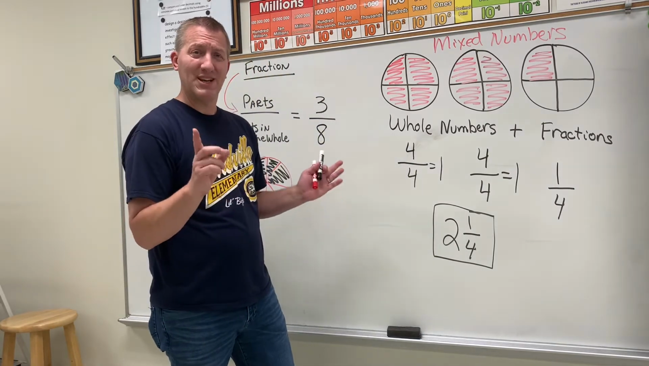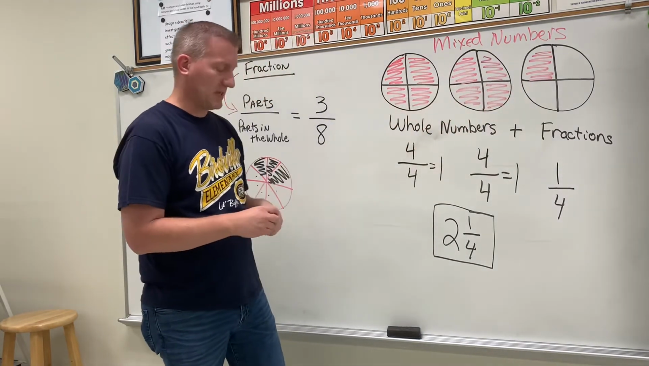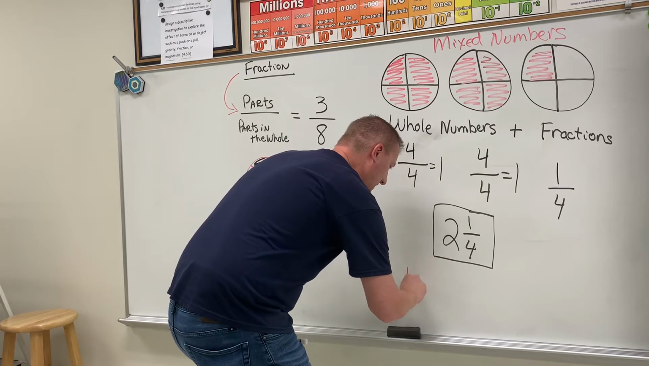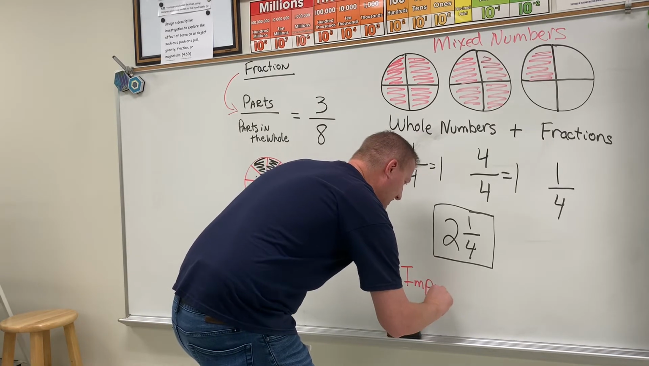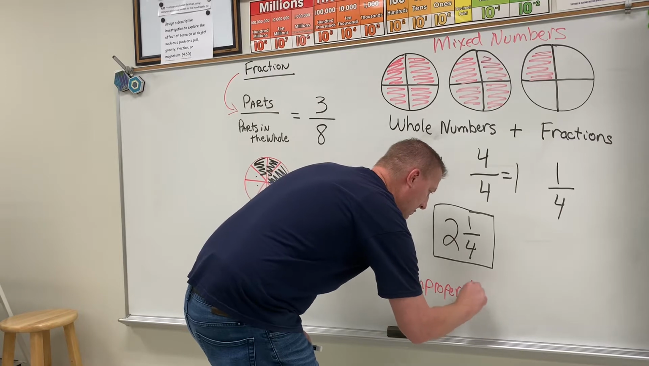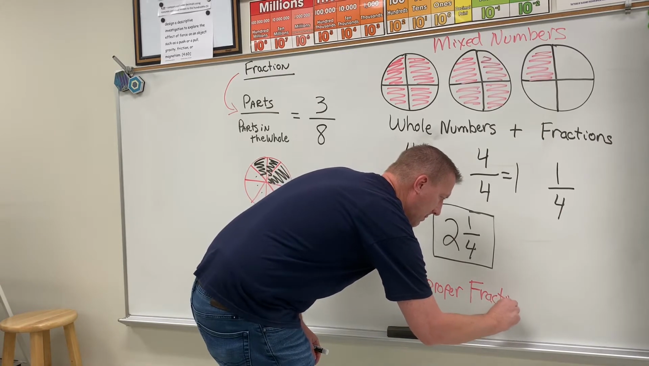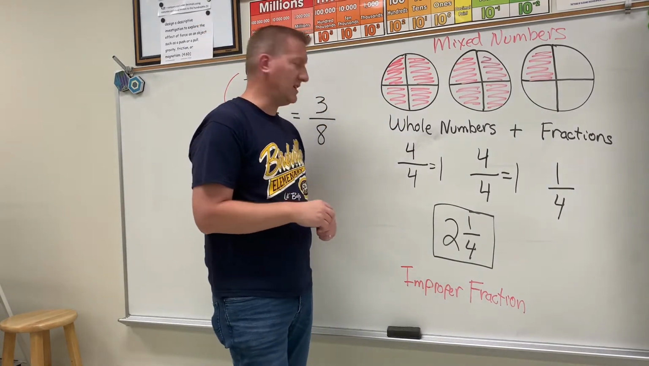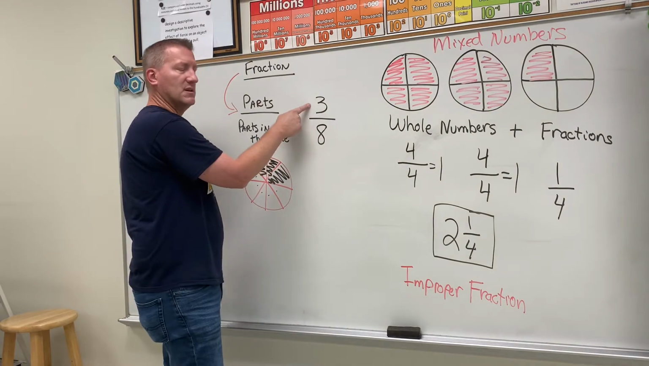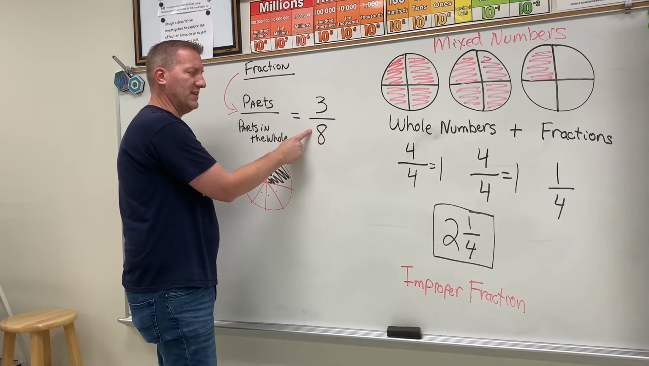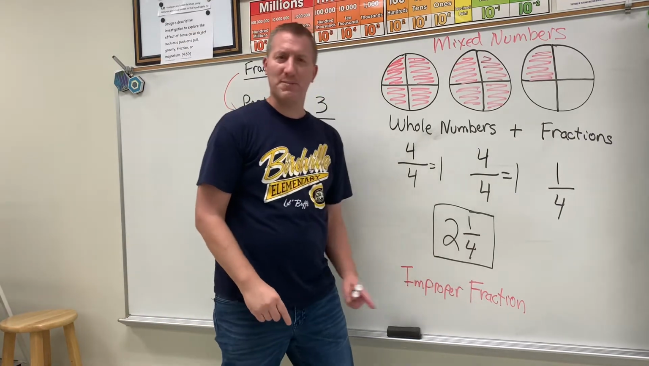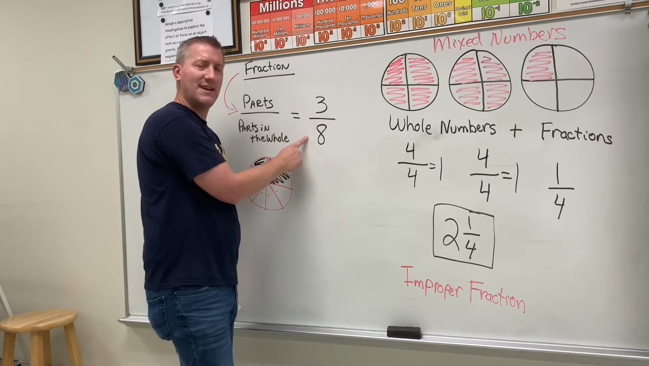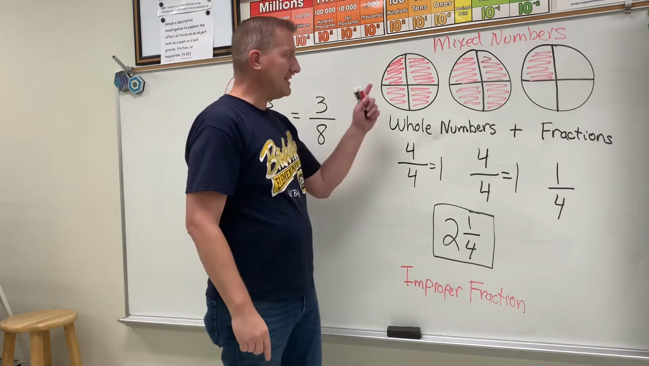Now, there's another way you can write this, okay? And this is called an improper fraction. So a proper fraction would be something like this, where the numerator is smaller than the denominator. An improper fraction means the numerator is larger than the denominator. Okay, let's see how that would look.